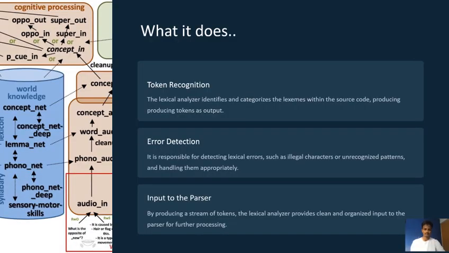Token recognition: the lexical analyzer identifies and categorizes the lexemes within the source code, producing tokens as outputs. In that, there is also error detection. It is responsible for detecting lexical errors such as illegal characters or unrecognized patterns and handling them appropriately. And now we're going to speak about the input of the parser. By producing a stream of tokens, the lexical analyzer provides clean and organized input to the parser for further processing.